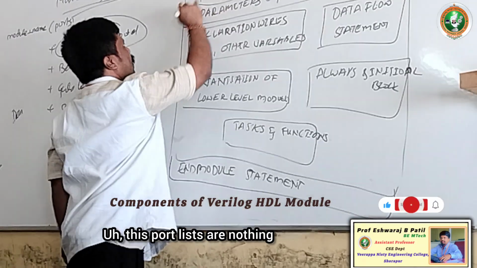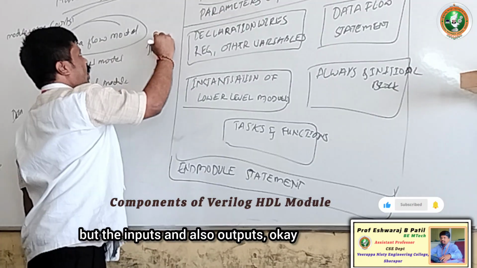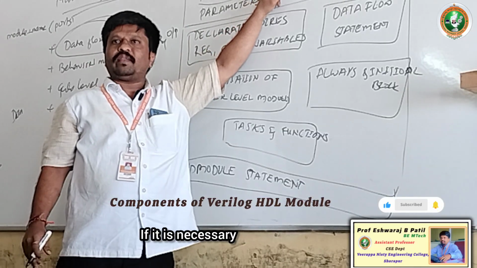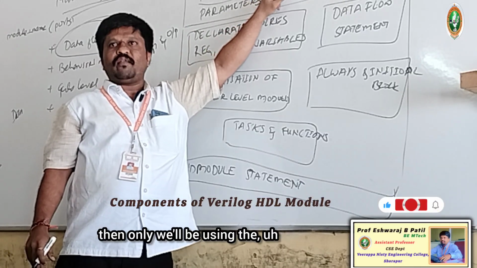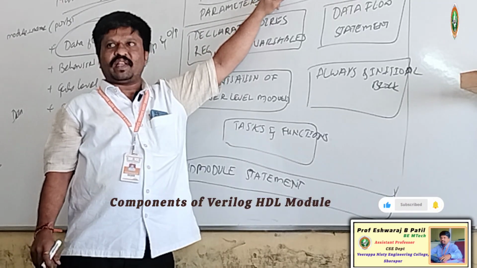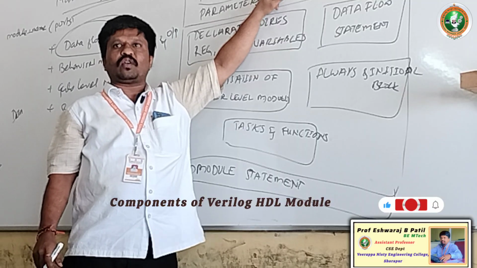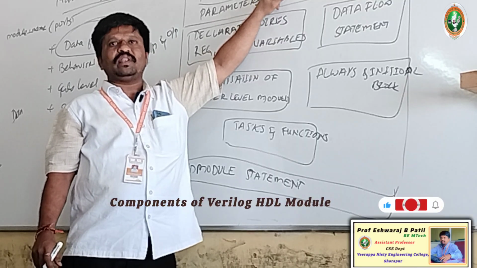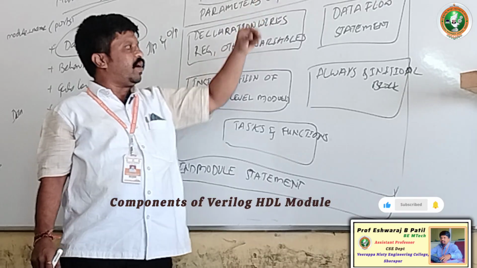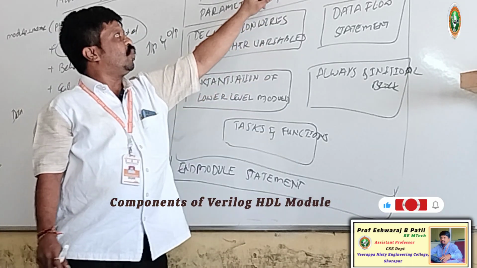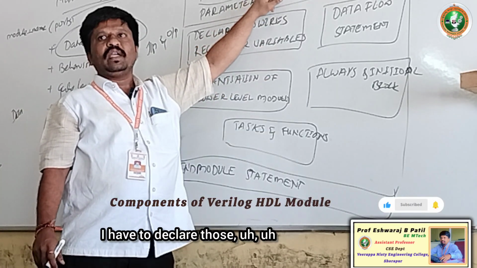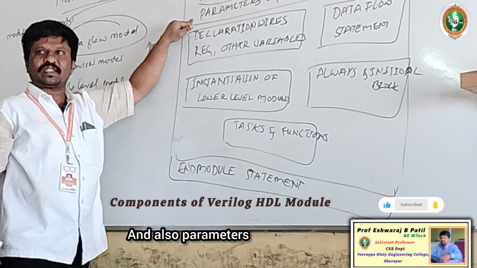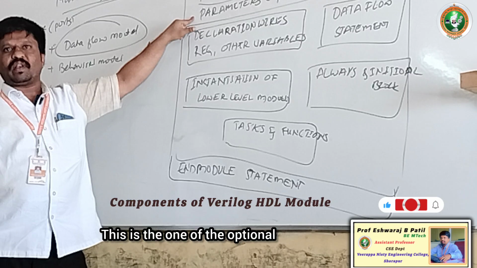These port lists are nothing but the inputs and also outputs. And also the port declaration: only if it is necessary will we use this port declaration. Some tasks are to be used with the declaration of those particular ports only; otherwise, if you call them, they will not work in this programming. I have to declare those ports, and also parameters. This is also optional.